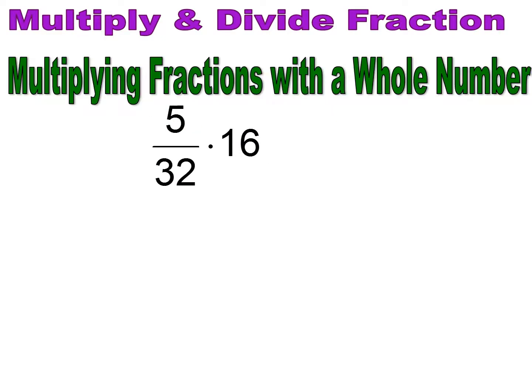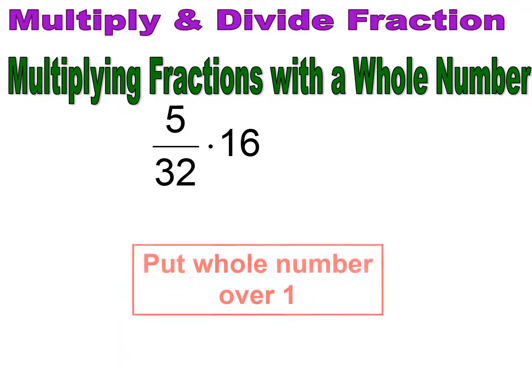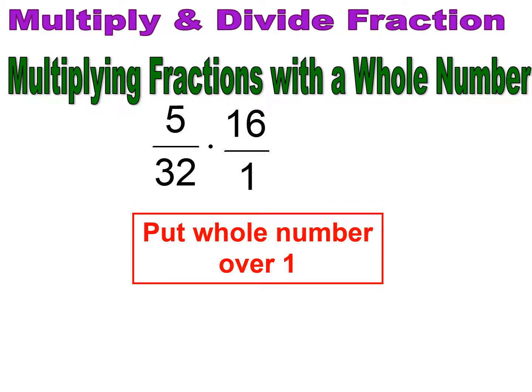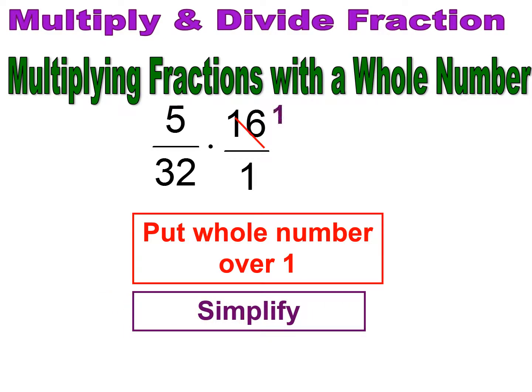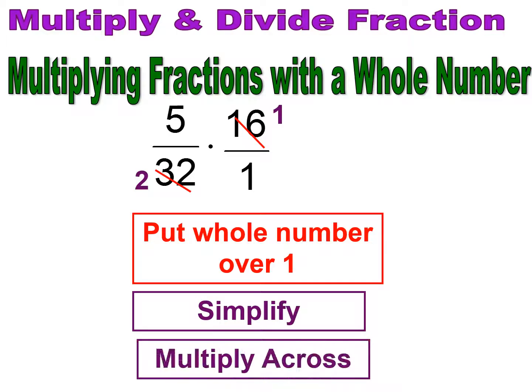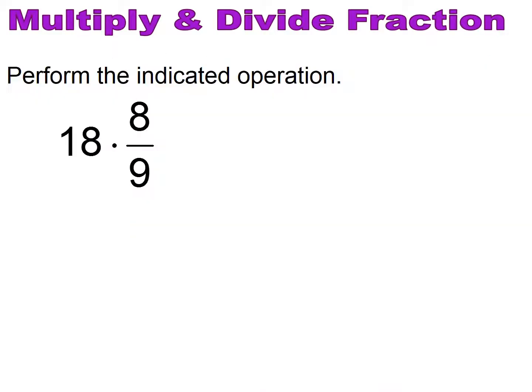Now, whenever you're dealing with a fraction and a whole number, same with addition, we want to make sure that we put that whole number over 1. So that's the first thing we're going to do, is put the whole number over 1 and then perform the operation. So in this case, I'm going to simplify first. I simplify the 16 and the 32, and I multiply across. So I'm left with 5 over 2. So it's really important that whole number you put over 1 and then simplify and multiply across. Pause and try.